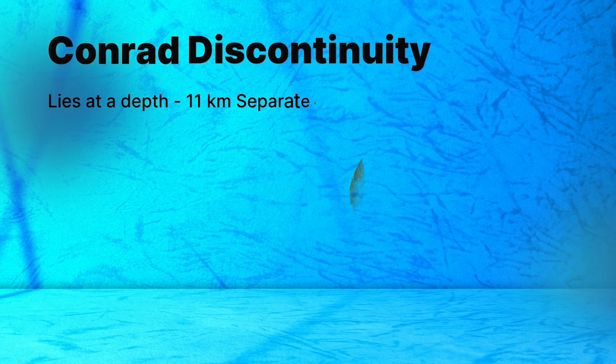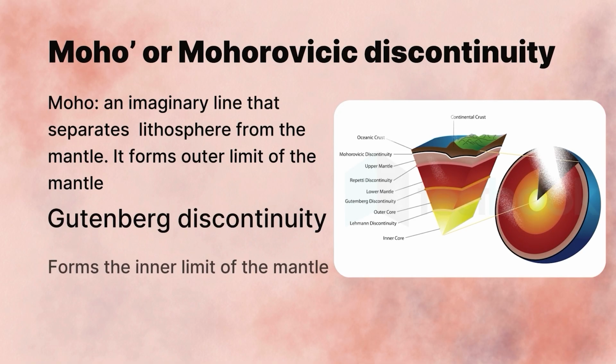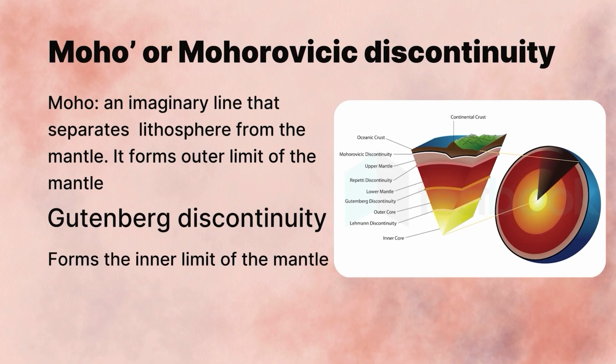The first discontinuity, the Conrad discontinuity, lies at a depth of 11 kilometers and separates the sial layer from the underlying sima layer. Mantle lies below crust and above core. Mantle upper surface is 5 km to 10 km below oceanic crust and 20 to 80 kilometers below the continental crust. The Mohorovičić discontinuity, also called Moho, is an imaginary line that separates lithosphere from mantle. It forms the outer limit of the mantle.